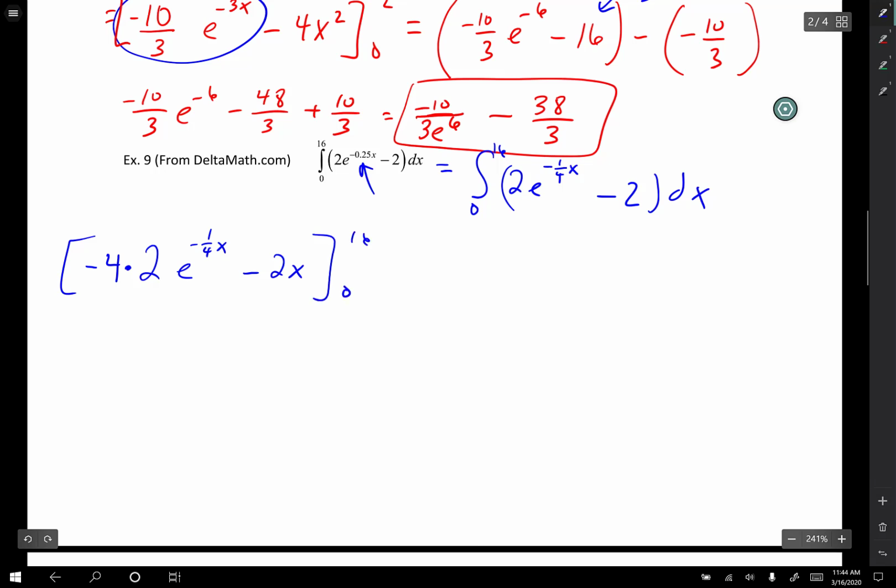0 to 16. And it works, guys, because then I'll have a negative 8 e to the negative 1/4 x. And if I take the derivative of that, I'll have a 2, because negative 8 times a negative 1/4 will give me a positive 2. So it works. So now I'm doing upper minus lower. Sorry that I got tongue twisted there, guys.